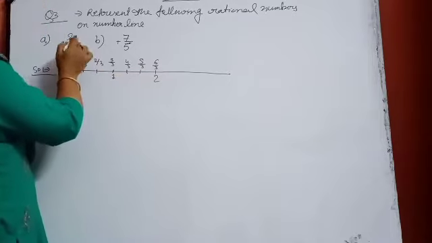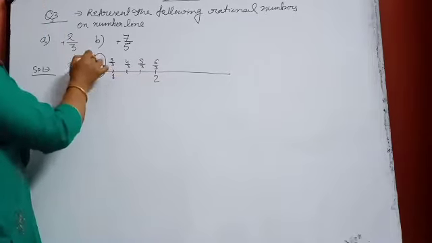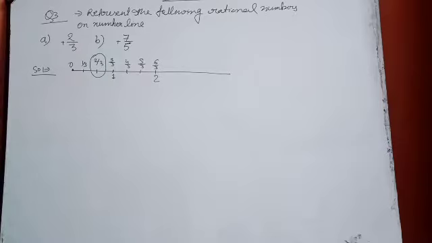So in this way, you just make the circle which you need on the number line. In this way, you can represent the numbers on the number line. Okay, this is the solution of part A. Again, part B I am doing.